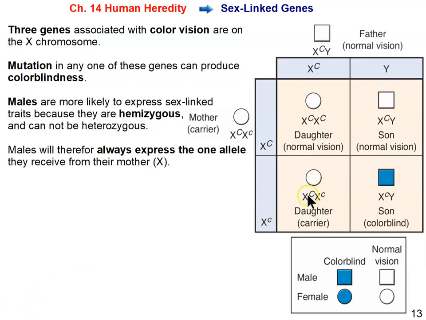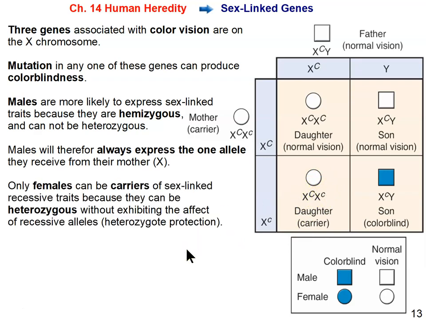Females are less likely to show sex-linked traits because they can be heterozygous and therefore carry the dominant allele that will mask or cover up the effect of the recessive allele. So only females can be carriers. Men, or males, can't be carriers of sex-linked recessive traits. But females can because they can be heterozygous, and therefore they don't exhibit it, like the daughters here that receive the recessive allele. They don't show color blindness. They don't have color blindness, but they carry the allele for color blindness because they're heterozygous.